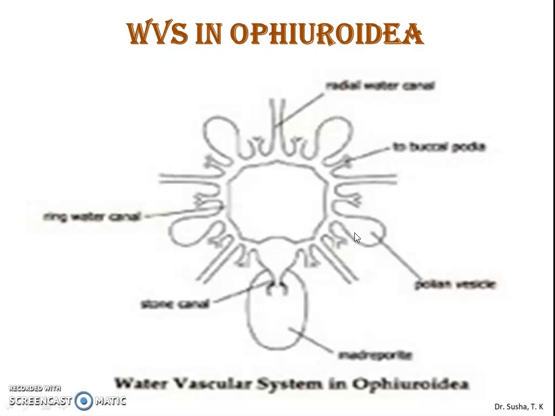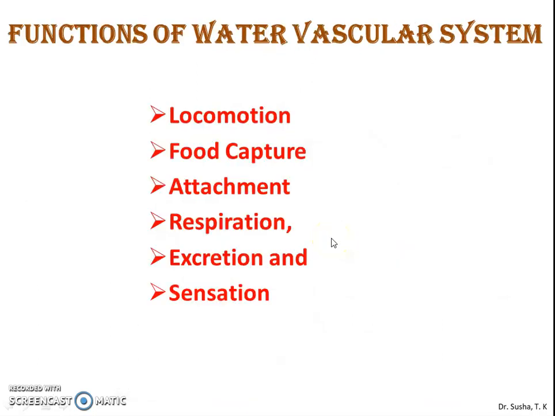We can see that in Asteroidea and Echinoidea, madreporite is seen on the aboral side, whereas in the Ophiuroidea it is on the oral side. In Crinoidea it is absent, but in Holothuroidea madreporite hangs into the body cavity. And these are about the modifications of water vascular system seen in different classes of phylum Echinodermata.